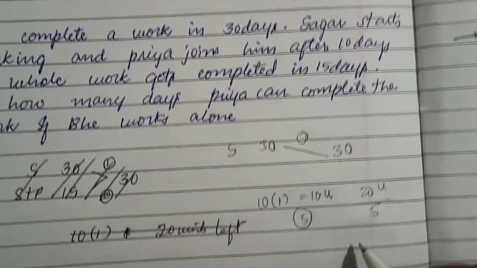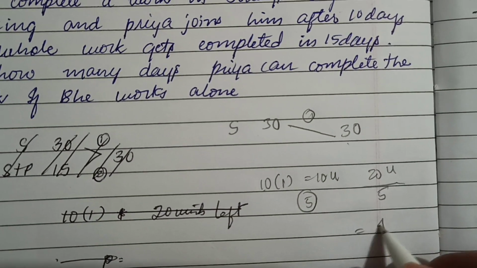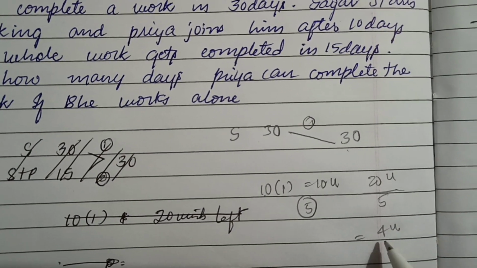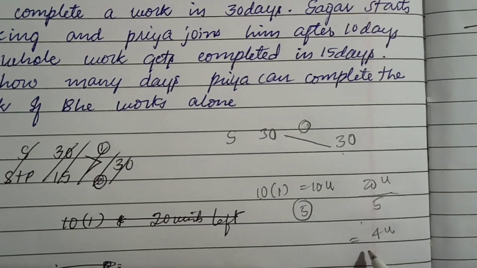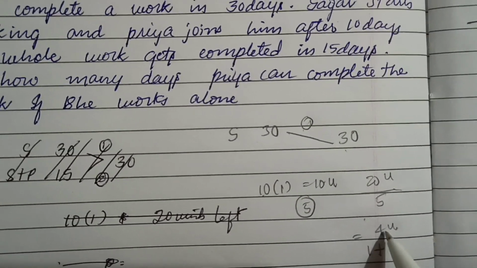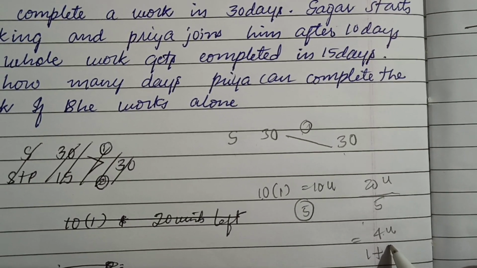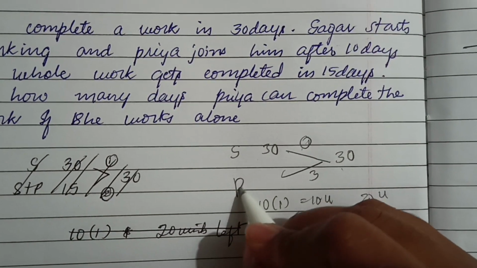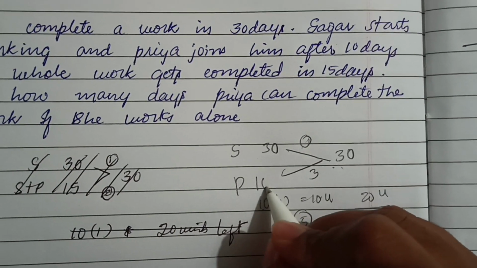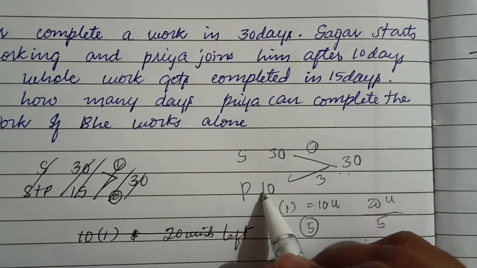In 5 days they complete 4 units of work per day. We know the efficiency of Sagar is 1 unit, so obviously the 3 units of work per day is done by Priya. Therefore we got the efficiency of Priya, and the time she takes to complete the entire work will be 10 days.